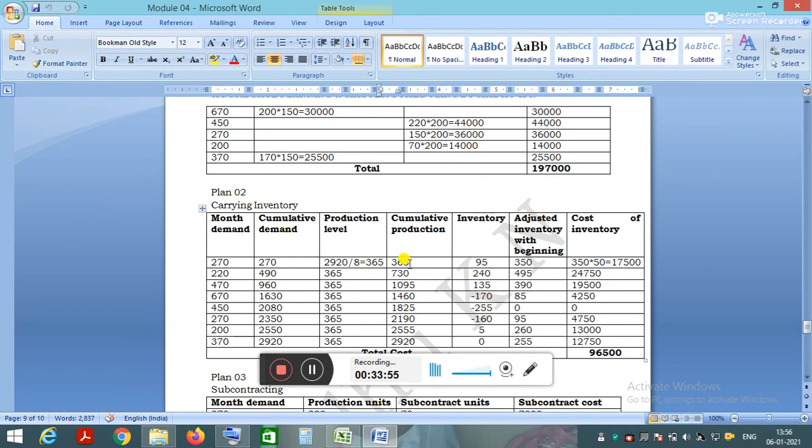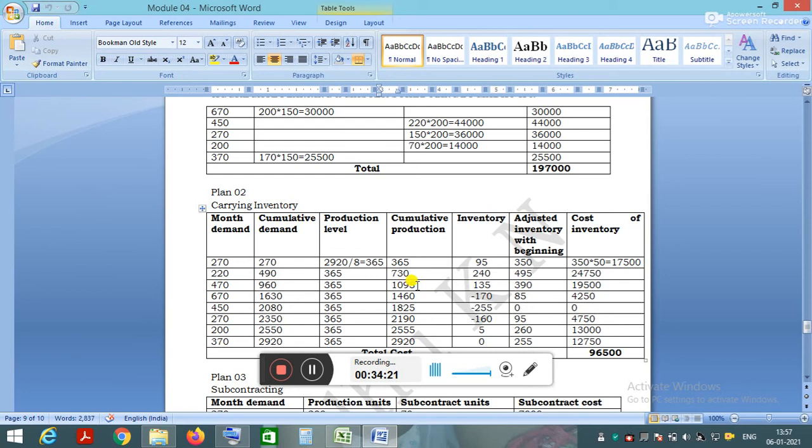That means 365 products were manufactured in the first month, but the available demand is 270. That means 95 products are available as inventory. For the second month, it is 730 minus 490, so 240 products are available as inventory. In the third month, 1095 minus 960, so 135 products are available in the inventory.